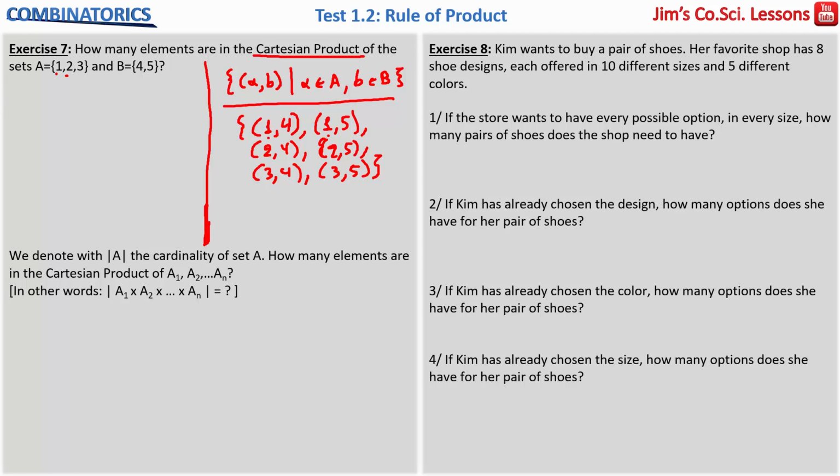But I want to do something more combinatoric to solve it. So I observe that in a solution there are two positions. The first position comes from set A, so I have 3 options for it, and the second position comes from set B, so I have 2 options for it. So the rule of product applies, because for each pick of the first position there are exactly 2 ways to fill the second position. So again, the solution is just in one line. By the rule of product, I do just a multiplication, 3 elements times 2. There are 6 elements in the Cartesian product of these two sets.